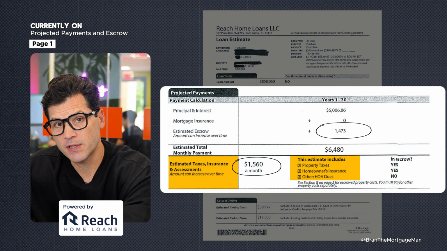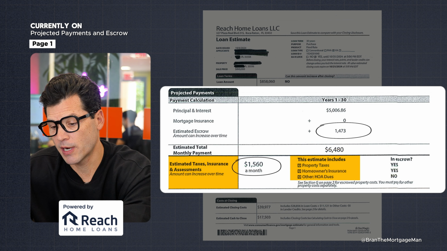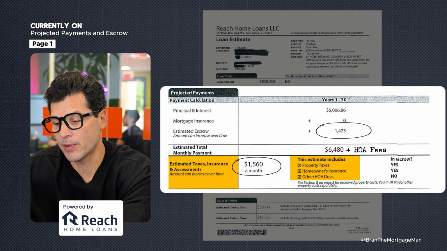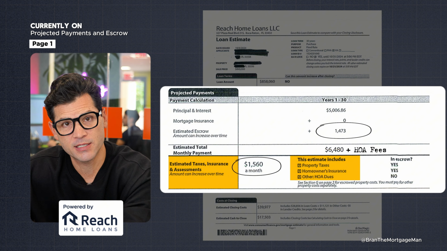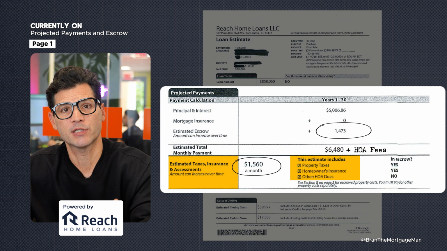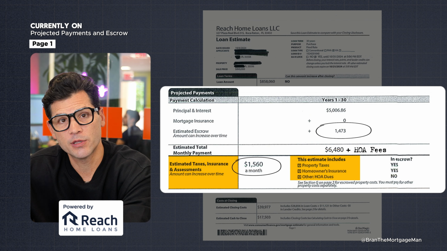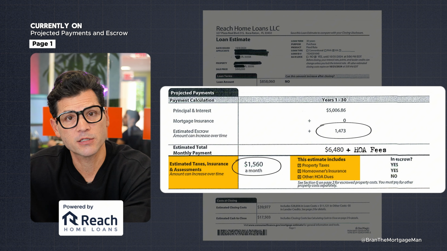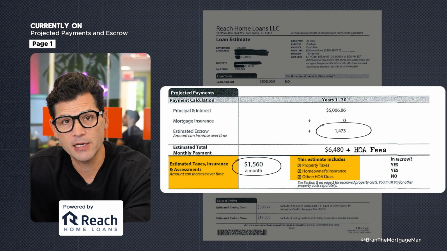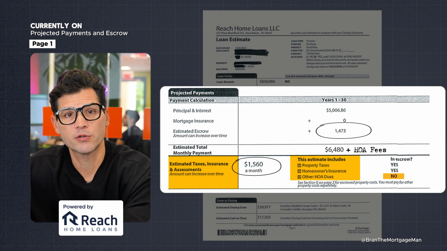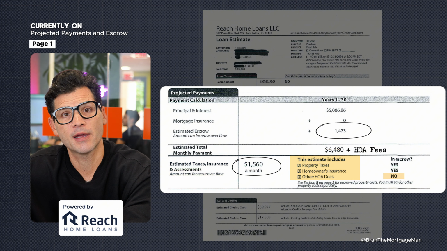You don't add the $1,560 onto the $6,480, but you would add the homeowners association fee on top of the $6,480 in this example to determine what the total housing payment is. But the reason that that's not listed there, or not included in the $6,480, is because homeowners association fees are never escrowed. You always pay that directly to the homeowners association if you have one, either monthly or quarterly or annually, depending on how they collect that fee.